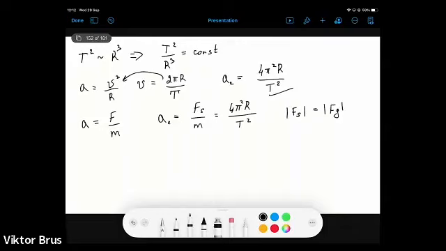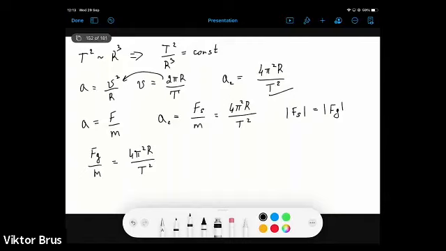So there should be this balance between forces. When we deal with absolute values, we can substitute Fs with Fg, the gravitational force, because in magnitude they are equal under steady state condition. So now let us write it here. We can write gravitational force divided by mass is equal to 4 pi squared times r divided by t squared.